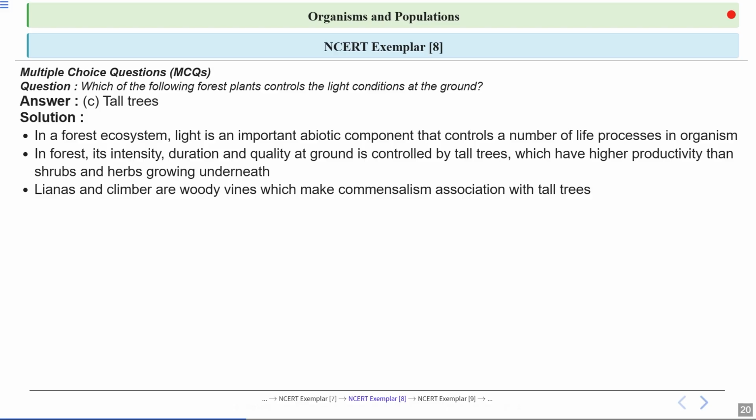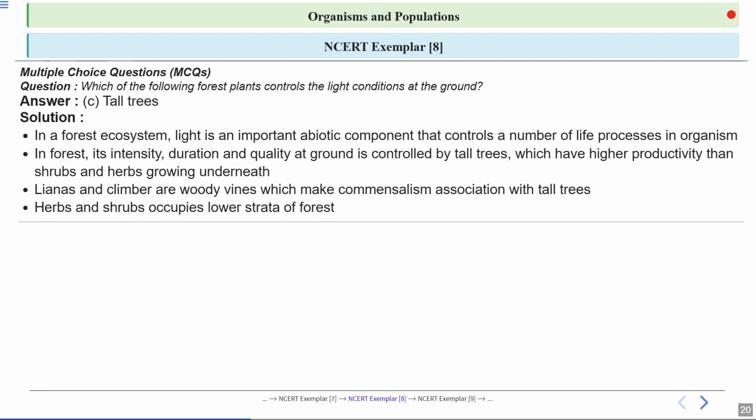Okay, now let's talk about the lianas and the climbers. These are woody vines that use tall trees for support, kind of like how a child might hold on to a parent to reach higher. This kind of relationship is known as commensalism, where the climber benefits by getting more light, but the tree isn't harmed, meaning the tree is not affected at all.